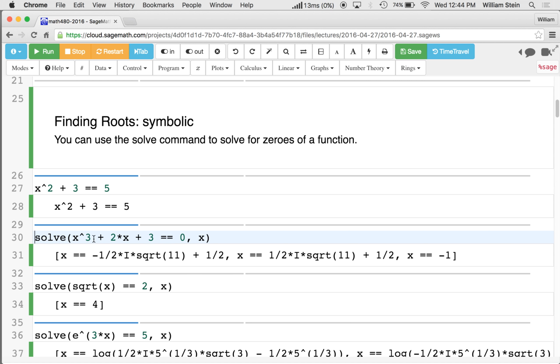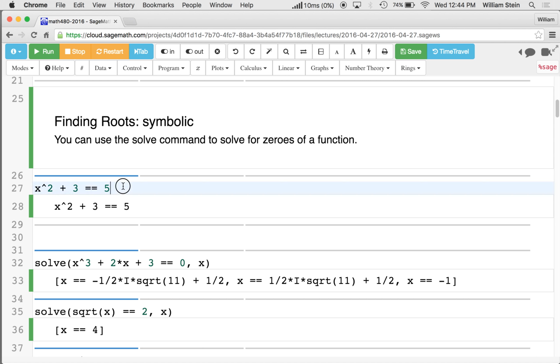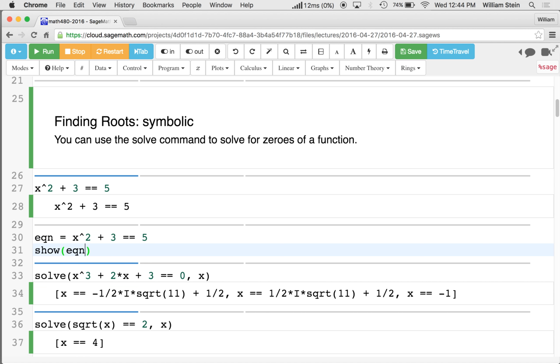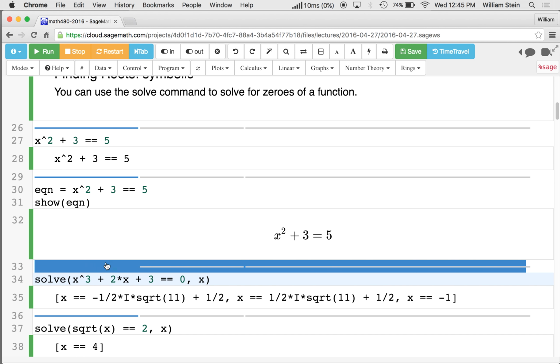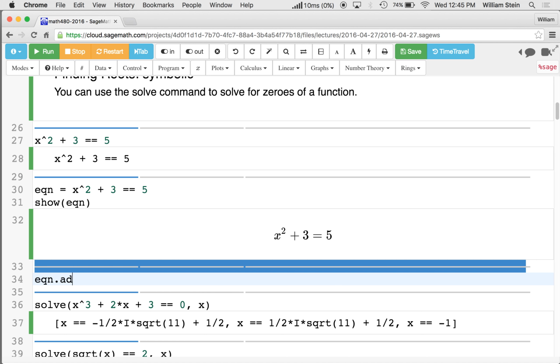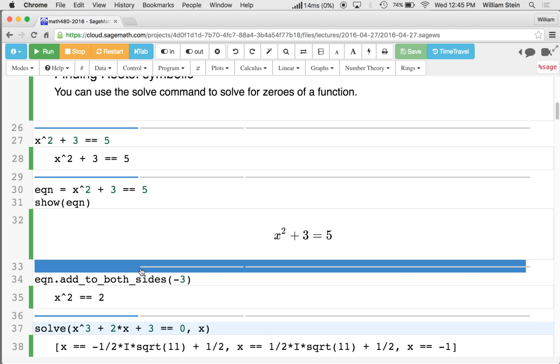And there's a solve command that takes as input such things. And you can also manipulate such an object. Like if we let EQN equal this equation, you can do show EQN. And there are various methods you can use, like EQN dot add to both sides. So let's add, I don't know, minus 3 to both sides. And you'll get back an equation obtained by adding to both sides. So you can formally manipulate symbolic equalities like that.